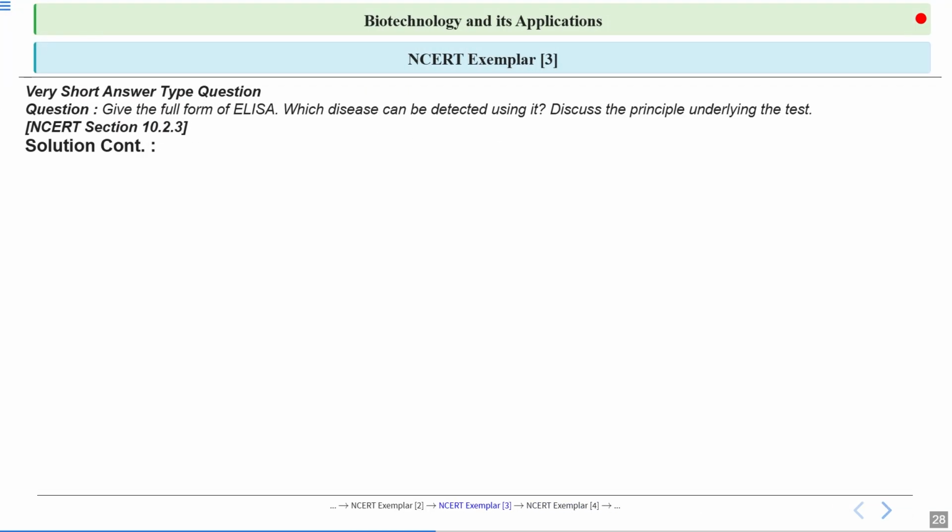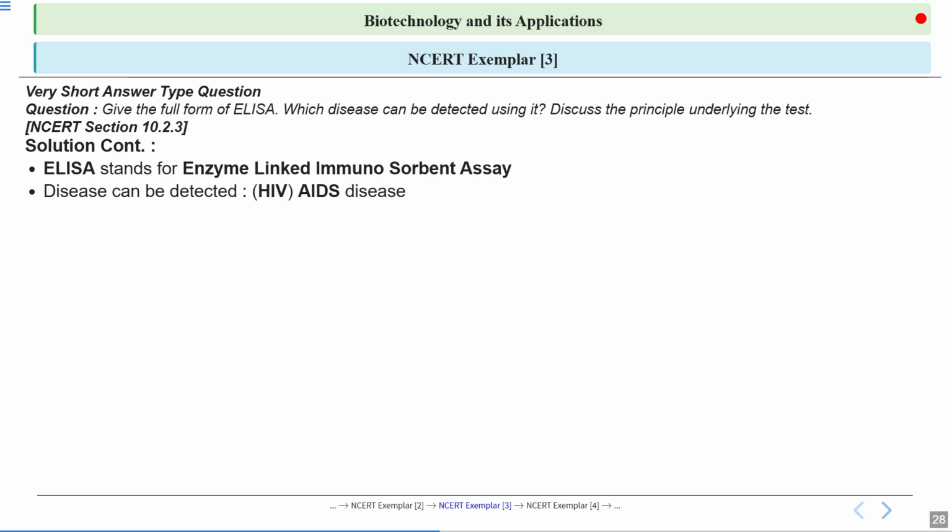So the full form of ELISA is enzyme linked immunosorbent assay. Which disease can it detect? It can detect HIV, which is the AIDS disease caused by HIV. And what is the principle behind this ELISA? It is based on the simple principle of antigen and antibody interaction.